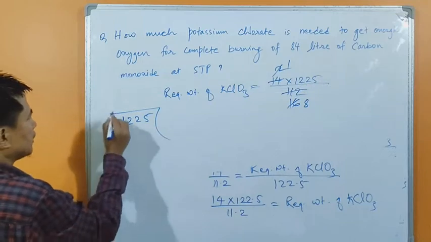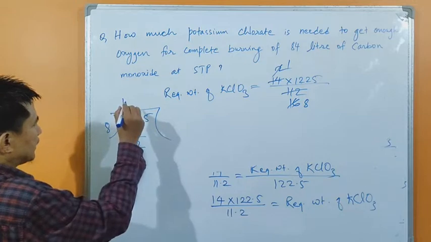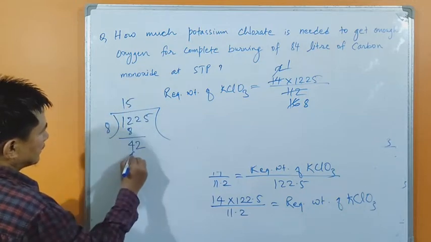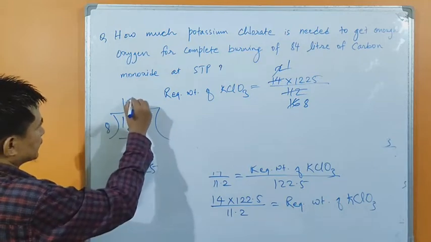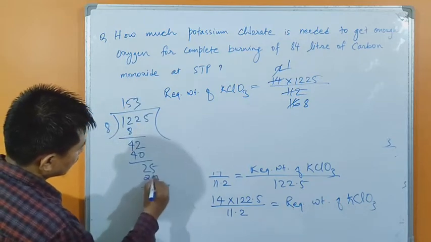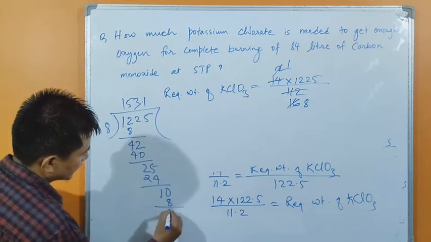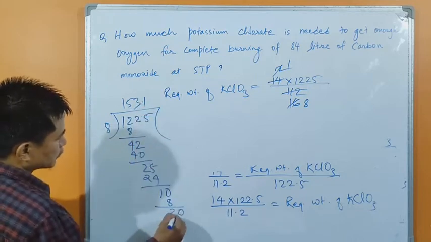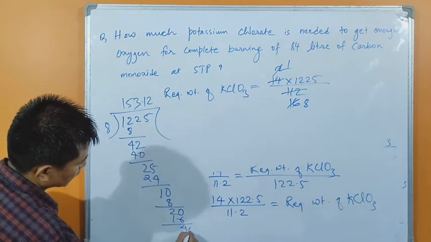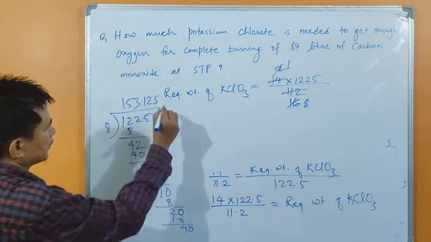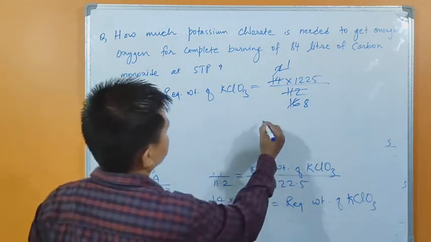The number comes in decimal. 8 1s are 8. 12 minus 8 is 4. This 2 comes down. 8 5s are 40. Now 2 comes down. Now 5. 8 3s are 24. 1. Put a decimal point here. 0. 8 1s are 8. 9 10 2. We have already a decimal point, so you can put 0. 8 2s are 16. 4. You can put 0 because we have already put decimal point here. 8 5s are 40. So the answer is 153.125 gram.